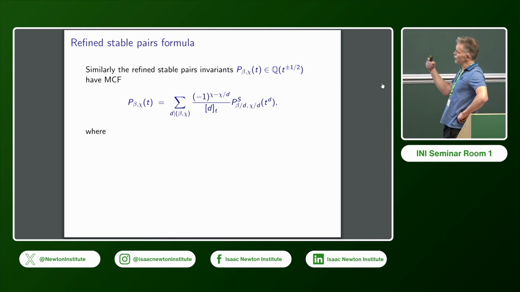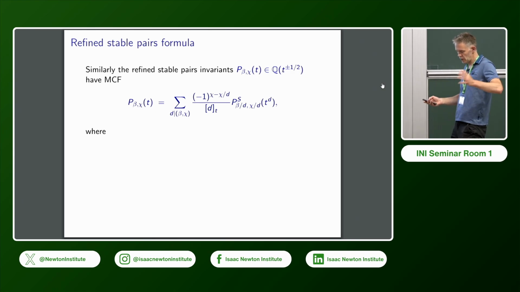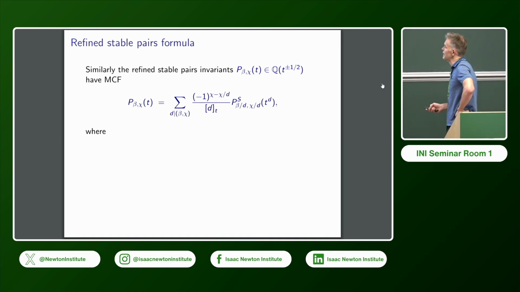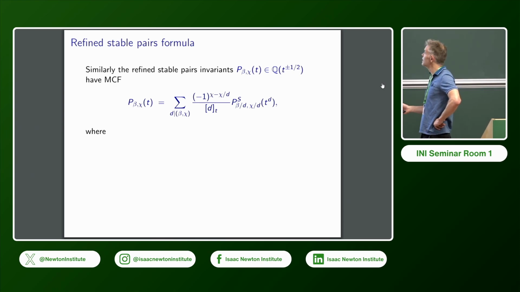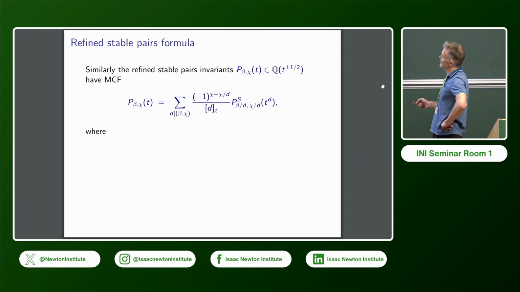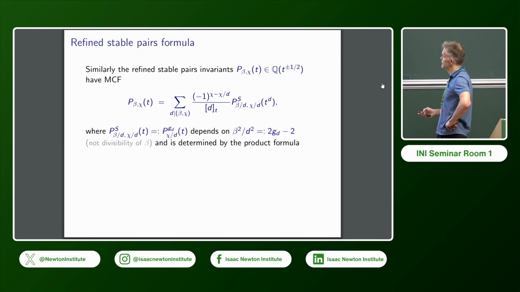All right, and the other formula that we're aiming for, and again, I will define what a stable pair is in a bit, is for refined stable pair invariants. So again, there's a refinement of these integers, and they have a different multiple cover formula. It's a 1 over d instead of 1 over d squared, but it's very similar. And then here's the divisibility thing that Dominic was asking about.